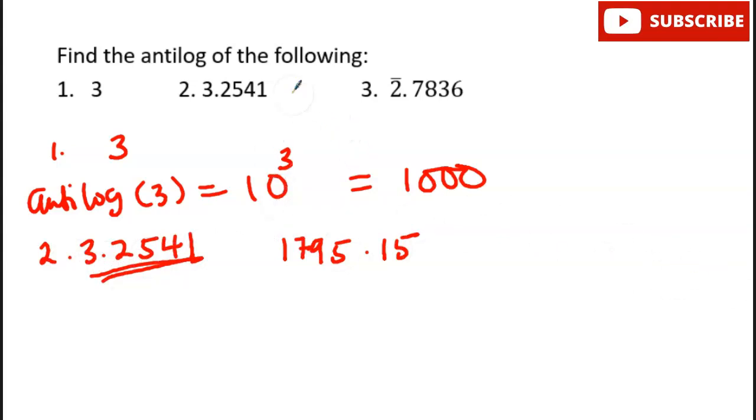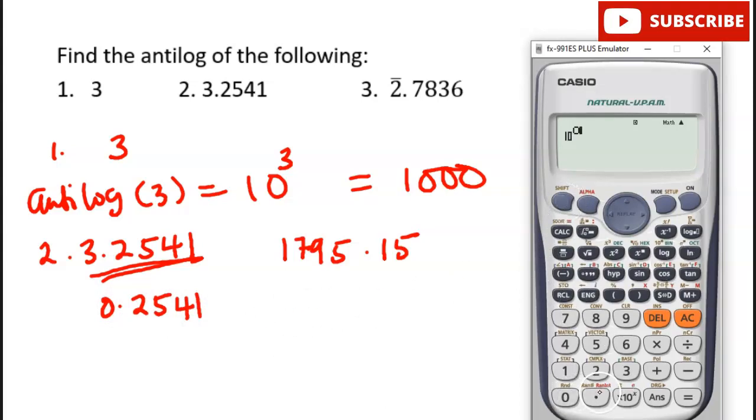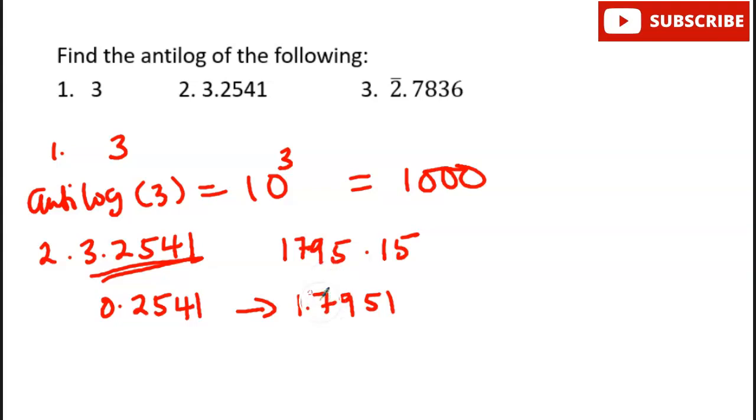But then there is another way. You ignore the characteristic for a moment. You then find antilog of 0.2541. So antilog shift, 0.2541. The answer is 1.7951. And the characteristic is 3. So when it is positive, you move the decimal point to the right hand side. So 1, 2, 3. So you are going to have 1795.1. As we are looking at the 4-figure table, you keep four digits before the decimal. So you have 1795.